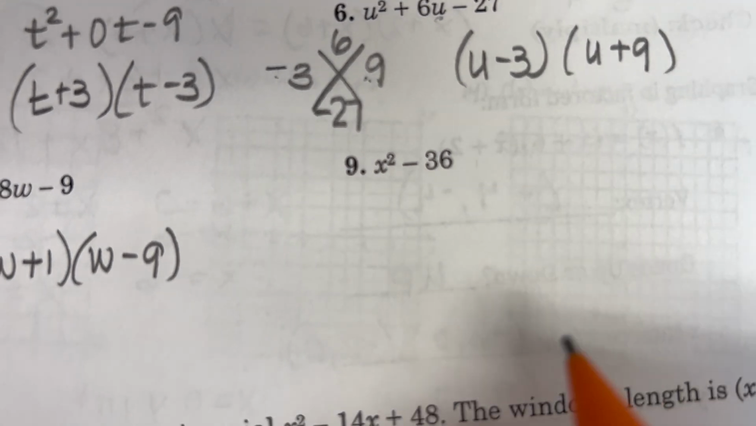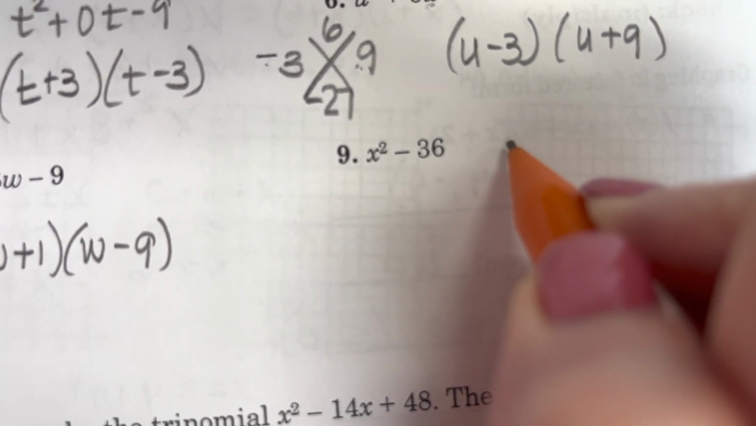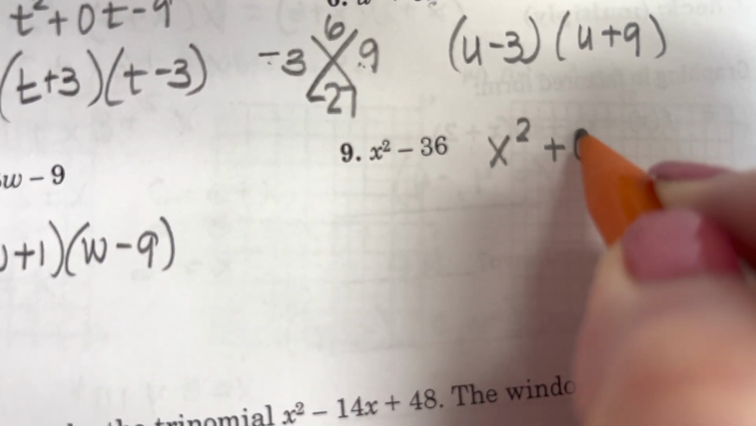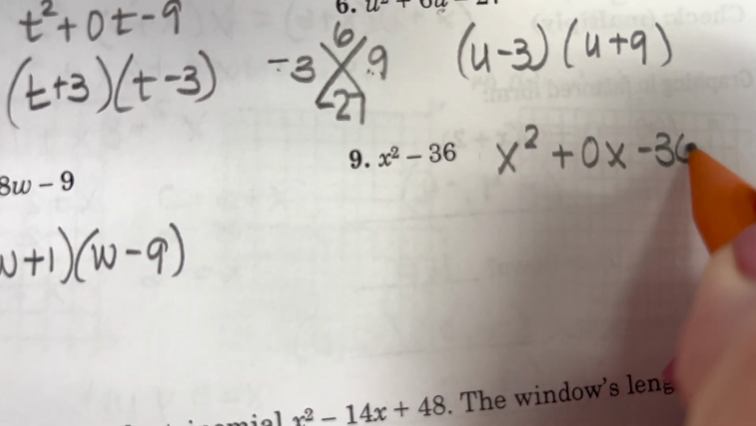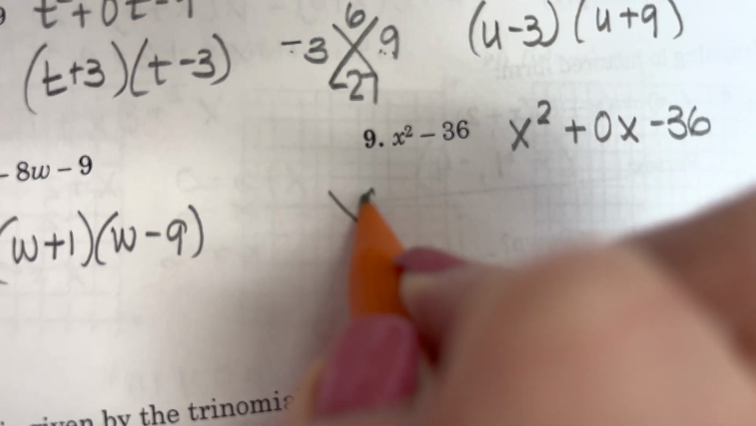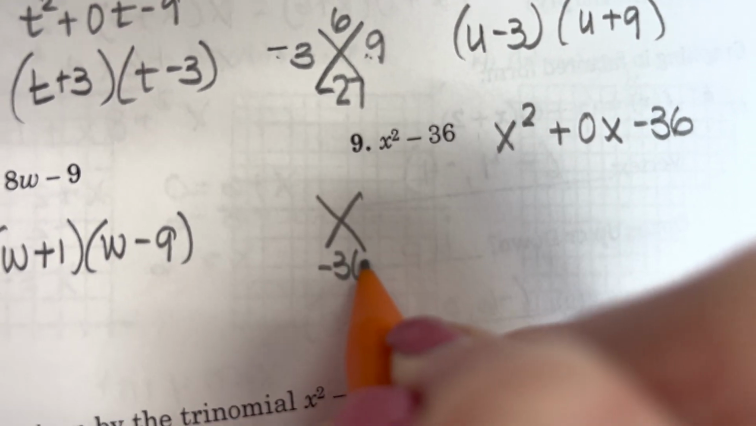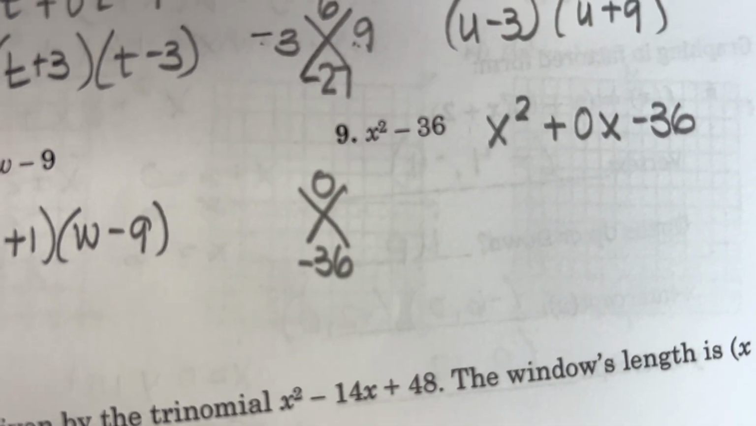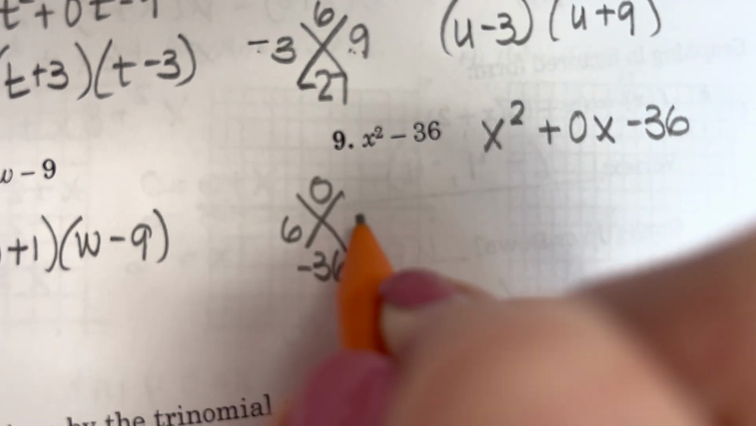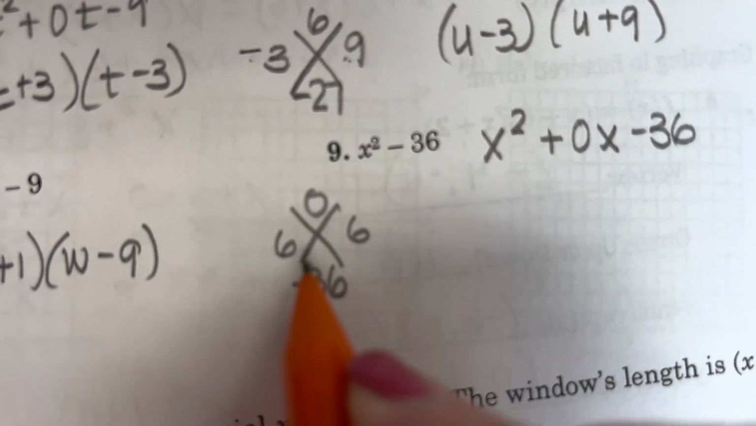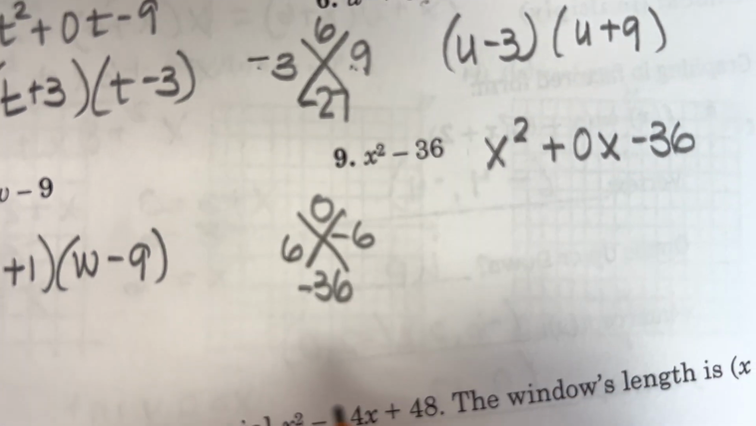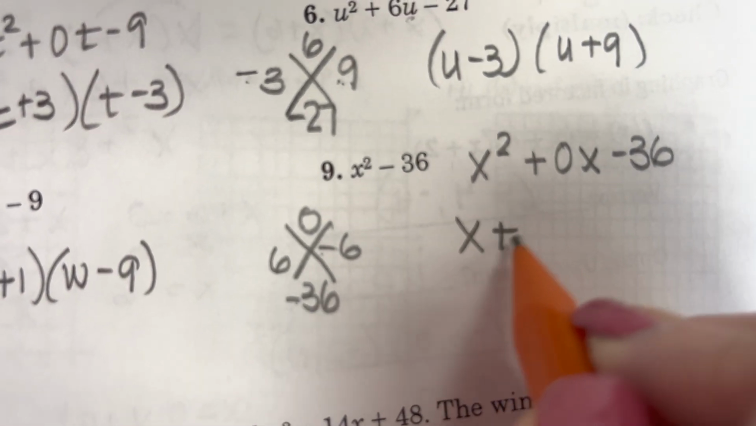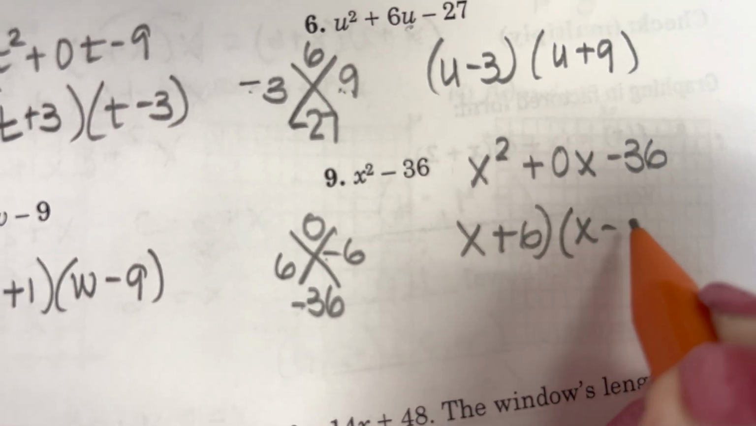X squared minus 36. Remember, that's the same thing as saying x squared plus 0x minus 36. Two numbers that multiply to give you negative 36 and add to give you 0. 6 times 6 is 36. One of them needs to be negative because it's a negative here, and 6 minus 6 is 0. So it's x plus 6, x minus 6.